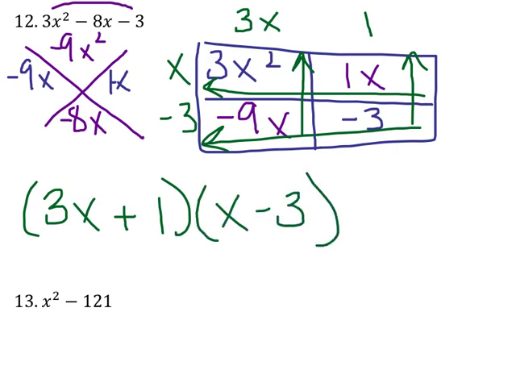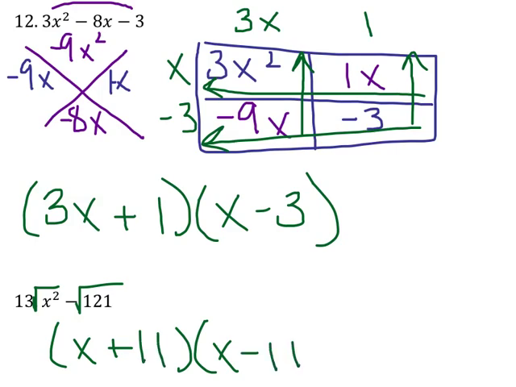Second one, we again have a binomial. Looks like it's a perfect square, so we'll square root each part. And we get x. Square root of x squared is x. Square root of 121 is 11, so we have x plus 11, x minus 11. Remember, if it was like a 4x squared, it would be 2x and 2x.